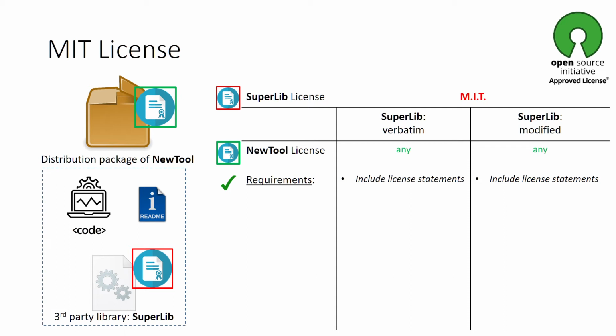If we made modifications to the Superlib code, then the situation is exactly the same with respect to license information. Copy all license information from the Superlib package into the NewTool package, and we are free again to choose the license we want, including commercial licenses.